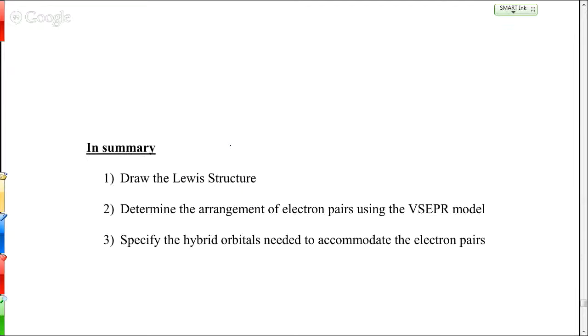And you use a hybridization that fits for the number of electron groups. So there you go. You can draw the Lewis structure. You can determine the arrangement of the electron pairs, determine the electron geometry. And then you'll know the hybrid orbitals needed to accommodate that many pairs. Whether they're bonds, whether they're lone pairs, doesn't matter. Once you have the number of electron groups, you also have the hybridization.